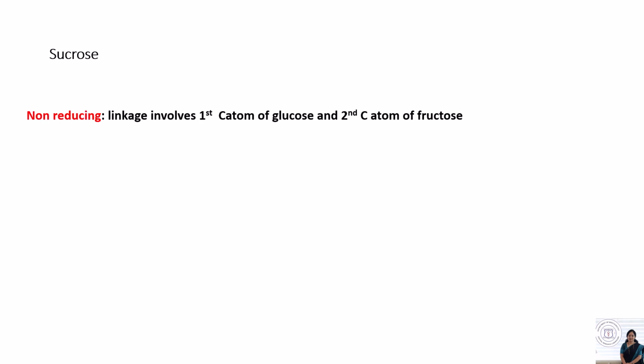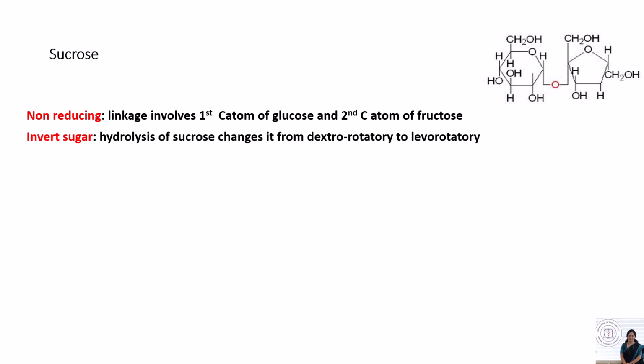Now, sucrose is non-reducing because the linkage involves the first carbon atom of glucose and the second carbon atom of fructose. So both the functional groups are involved in formation of the glycosidic linkage, and that's the reason why sucrose is a non-reducing sugar. Further, sucrose is also known as invert sugar.